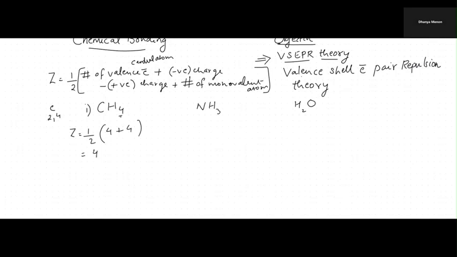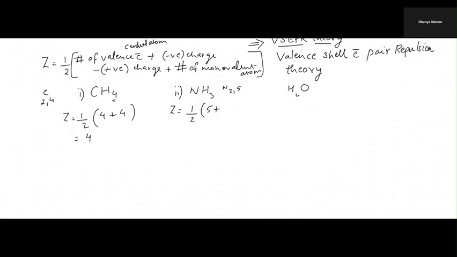Now for the second one, which is ammonia. Z is equal to, nitrogen is the central atom, less in number. So 2, 5. So I have half of the number of valence electrons, which is 5, plus, there's no positive or negative charge, but I have monovalent atom, which is hydrogen. How many in number? 3. So I have half of 8, which is equal to 4.